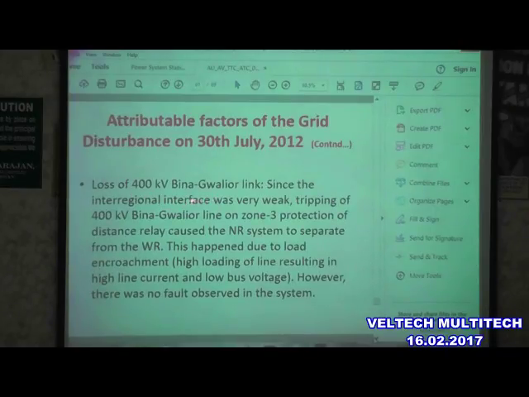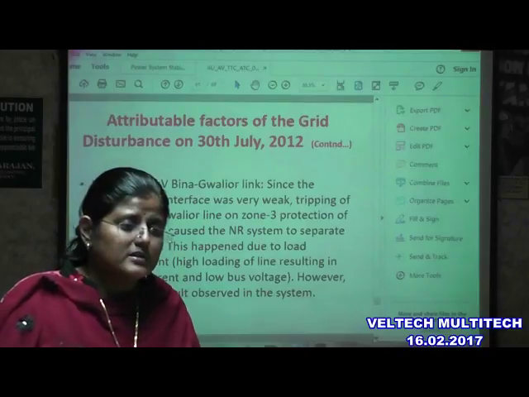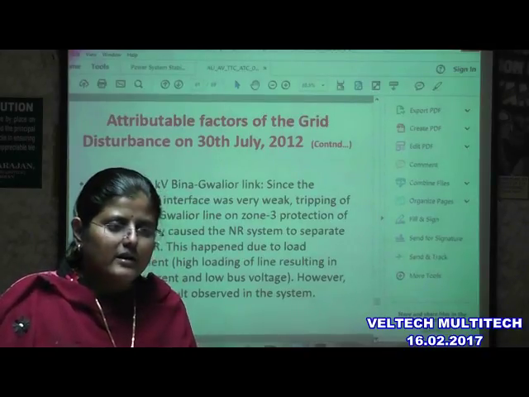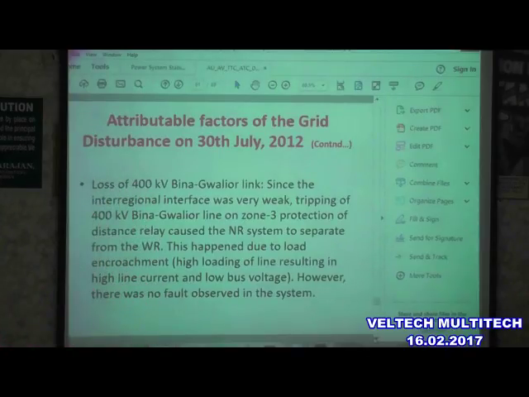So what has happened now? Loss of power on the 400 KV Bina Collier link. Since the inter-region interface was very weak, due to the 400 KV Bina Collier line zone 3 protection system delay, the NR system separated from WR. This happened due to load encroachment, high loading of the line resulting in high line current and low bus voltage. However, there was no fault observed. This is without any fault, only because of maloperation, you are allowing somebody to overload. Right? When something is getting overloaded, you are not able to do load shedding or load management. Can you see what things are coming into existence? It got tripped. Right? So why I am telling this is, it is all an operation control problem.